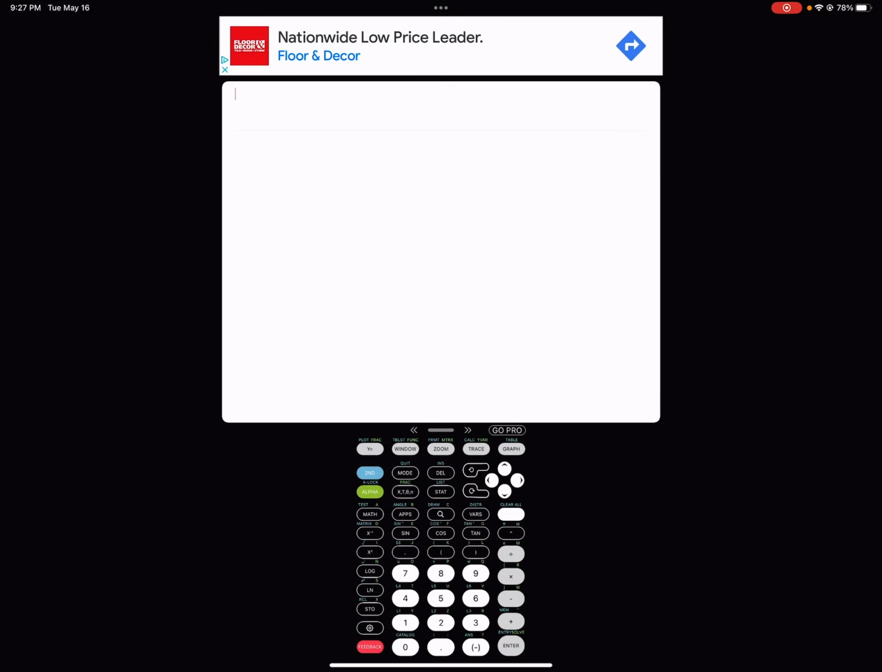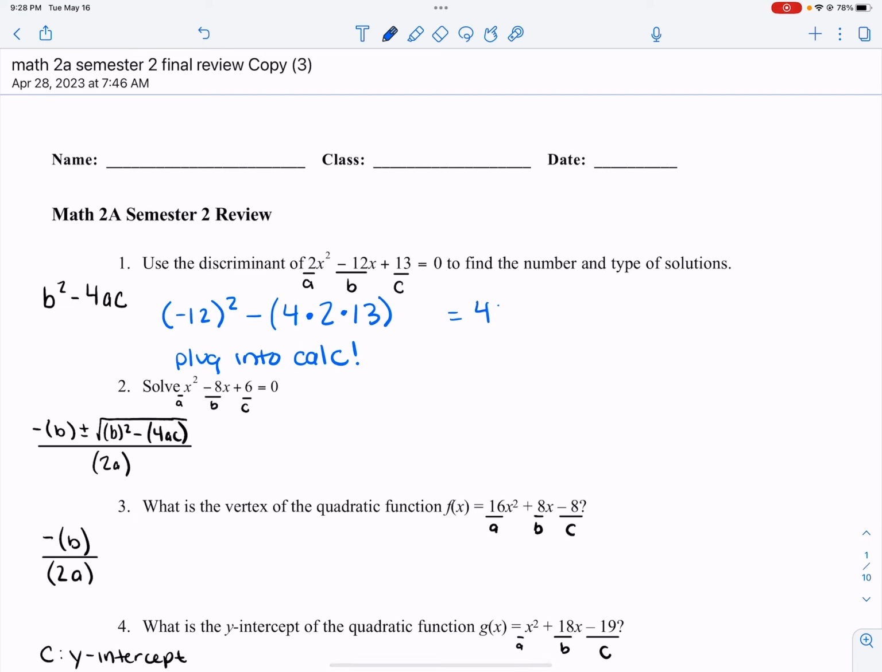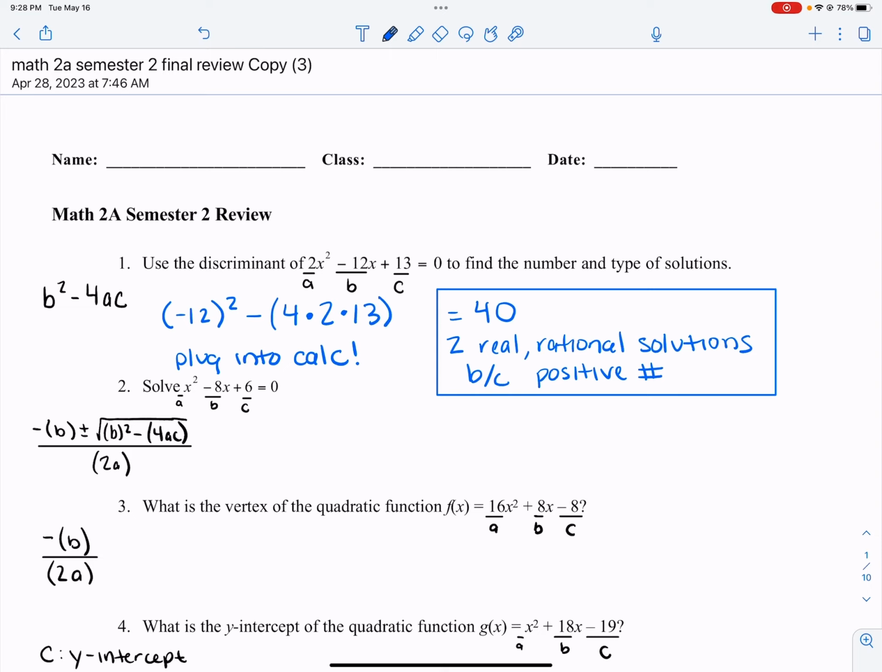So I pull up my calculator and clear this out. Parentheses, negative 12, close parentheses, squared, minus, parentheses, 4 times 2 times 13. Close my second set of parentheses, hit enter, and I get 40. So this is equal to 40. So we have 2 real rational solutions because it is a positive number. So that's my number and type of solutions because it's 40.